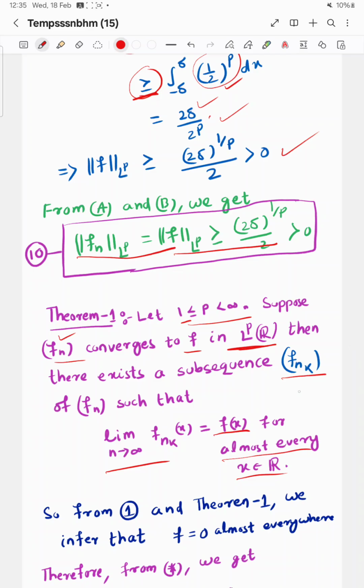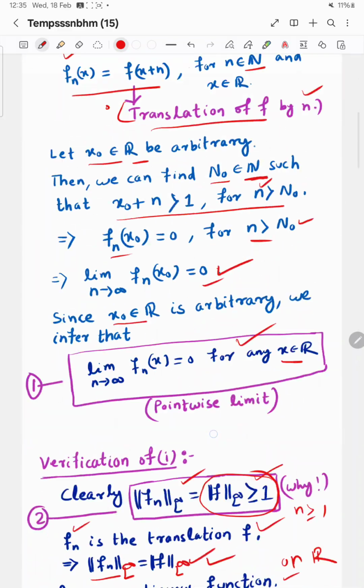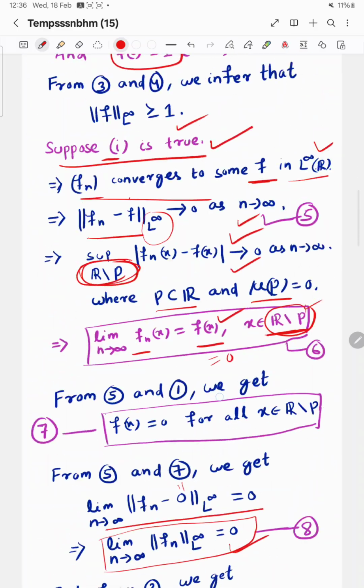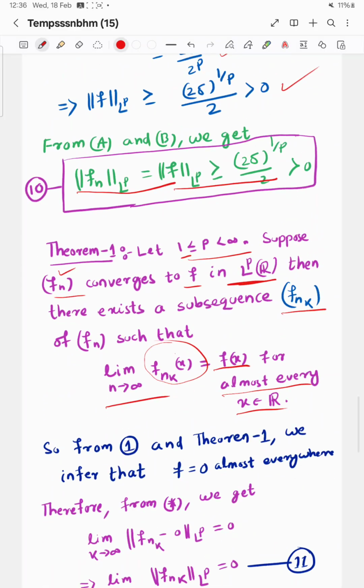The Fnks are nothing but elements from the Fn. That pointwise limit we have already established in equation 1. If you go to the previous part, we have established that our pointwise limit value is 0. So we can use that here. This pointwise limit is always equal to 0, because it is true for Fn, and Fnks are nothing but elements from the Fn, because Fnk is a subsequence.